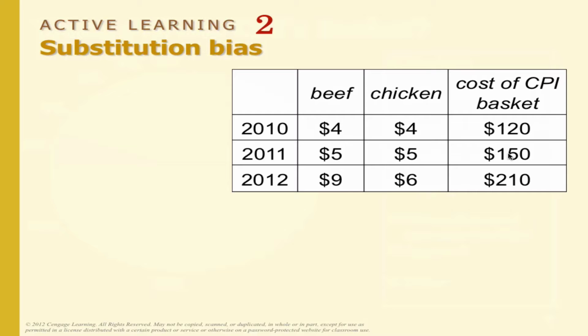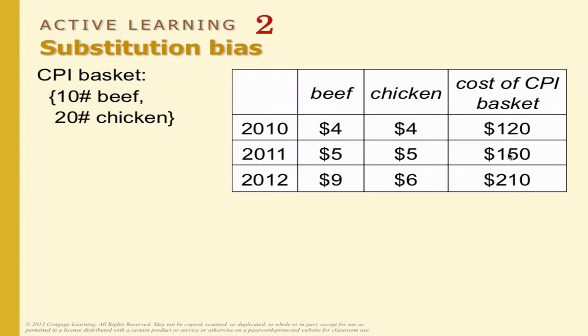Okay, there is a problem with the market basket. It is called substitution bias. What happens in 2012? What do most consumers do in 2012? They buy chicken instead of beef, right? But sometimes the market basket doesn't change its quantities fast enough. And so we're still calculating the market basket on 10 pounds of beef and 20 pounds of chicken.